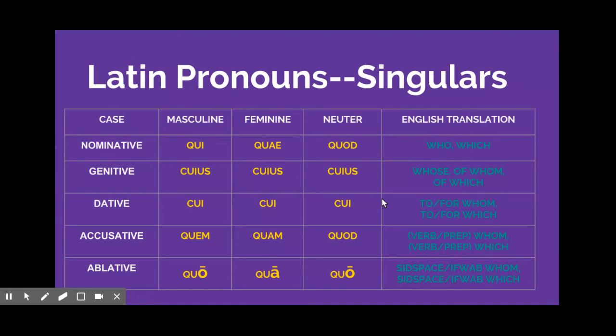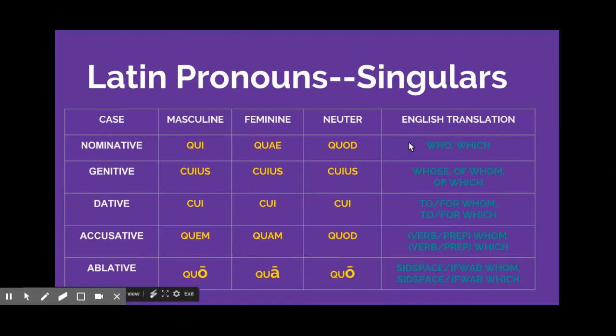This is a chart that you need to be fluent in. This is a chart of all the Latin relative pronouns in their singular forms. If you notice, there are different pronouns for masculine words, there are pronouns for feminine words, and then there are pronouns for neuter words. This would be a good time to pause the video and capture this entire chart into your notes. Be sure to include the English translations.